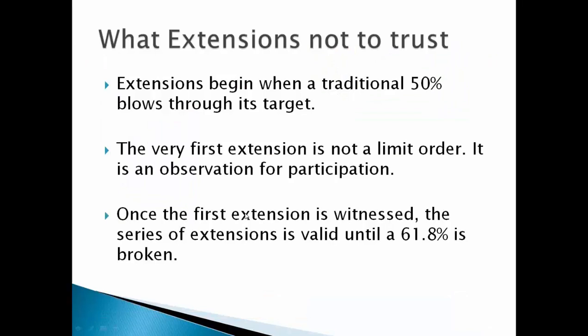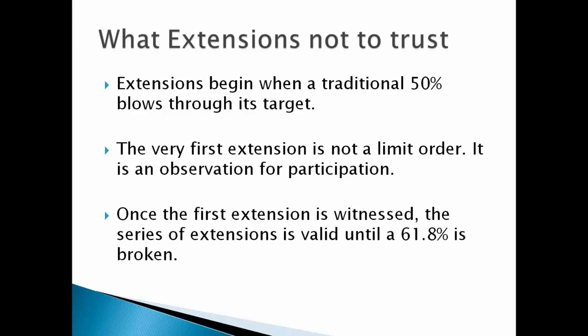Let's talk about what extensions not to trust. The very first extension begins when a traditional 50% retracement blows through its target. The very first extension that has just blown through its target is not a limit order. It is an observation for participation. Now, that only is the case with a traditional. You can trade an extension to an extension, or a traditional extension to an extension, but from a traditional to its very first extension we have to wait for participation.